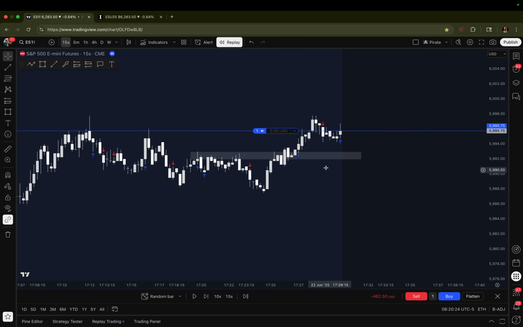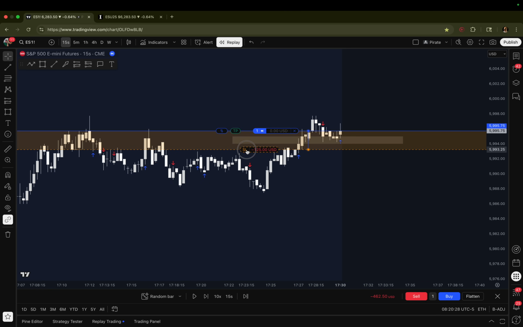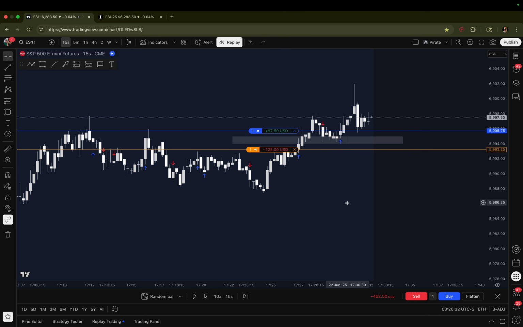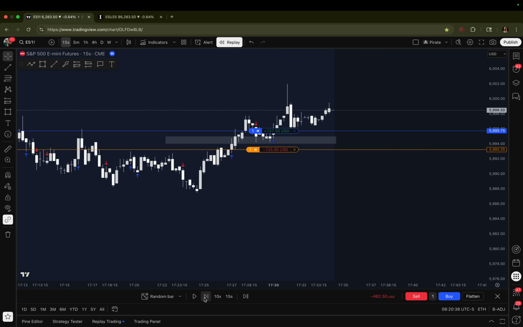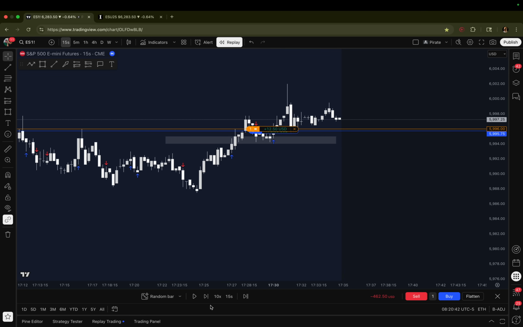Finds some new support here. I'm going to drag the support zone up a little bit. I'm buying. This is all with one contract size. Stop just under it. Starting to lurch into some profit. Let's see where it goes here. I'm going to go ahead and protect this at a break even right here.